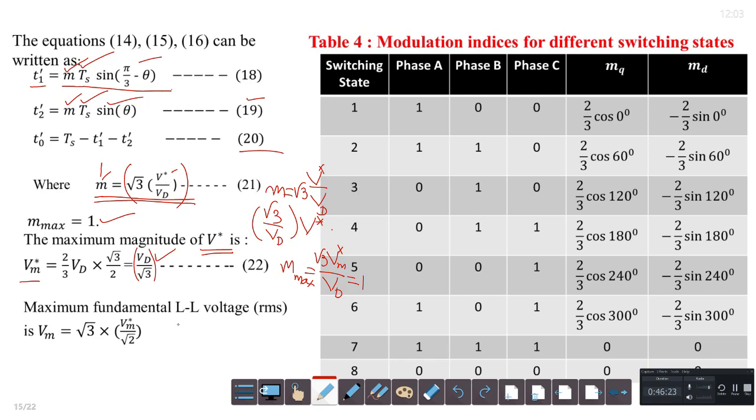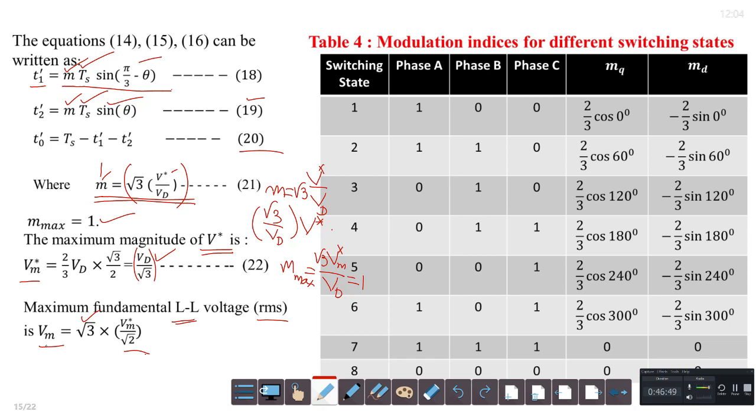When we consider the line to line voltage, that is for phase voltage V star also. For line to line voltage we multiply by root 3, and again it is the peak value, and for the RMS value we divide by root 2. So we get the maximum fundamental line to line voltage in RMS as Vm, that is root 3 Vm star by root 2. Now, the modulation indices for different switching states.